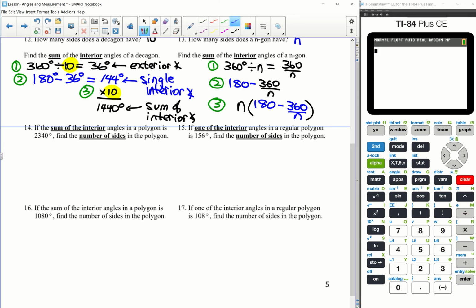The sum of the interior angles of a polygon is given as 2340. This rule that we developed last time gives us the sum of the interior angles of any polygon. So all I'd have to do is set that equal to 2340.